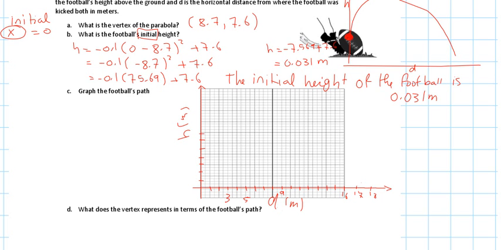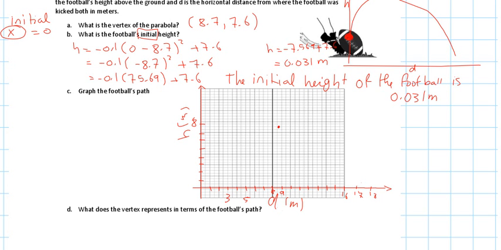Okay, so to locate the vertex at (8.7, 7.6): 8.7, so if this is 8, and this is 9, 8.7 is almost up here, and then 7.6 is almost right there. Okay, so this is where my vertex looks like, where it is.